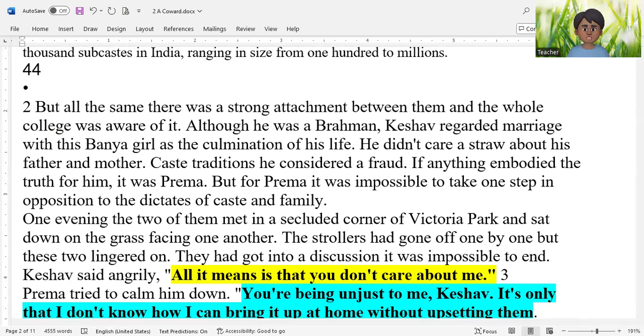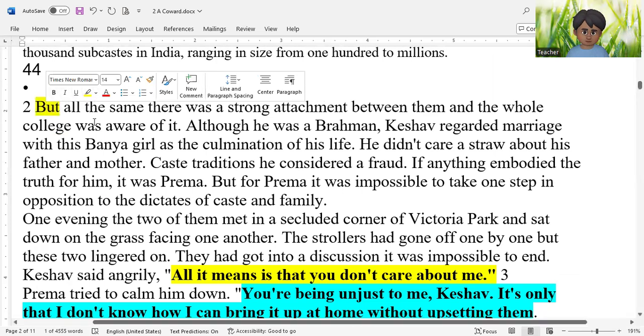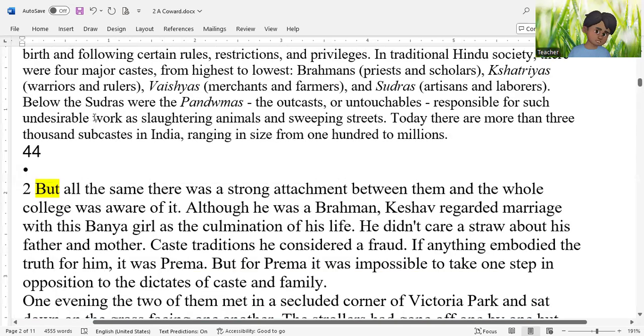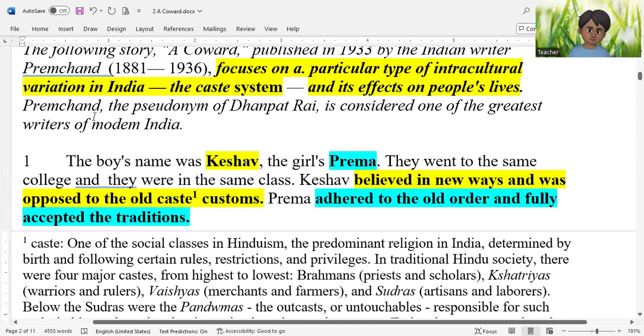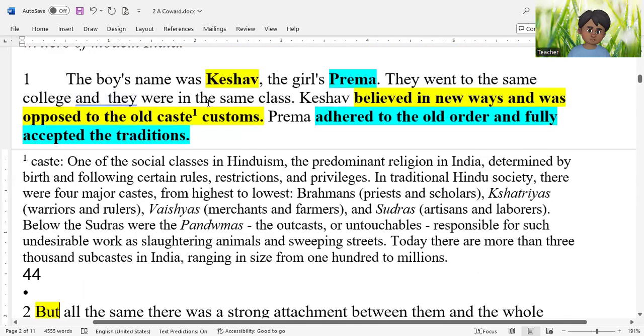But all the same, there was a strong attachment between them, and the whole college was aware of it. Let me tell you, focus on this word but. The second paragraph, first sentence begins with the word but. Why do we need the word but here? If you go to the first paragraph, you saw that Keshav follows new ways and Prema follows traditions. So somebody who follows new ways and somebody who follows traditional ways, we might think that perhaps they do not agree with one another, right?